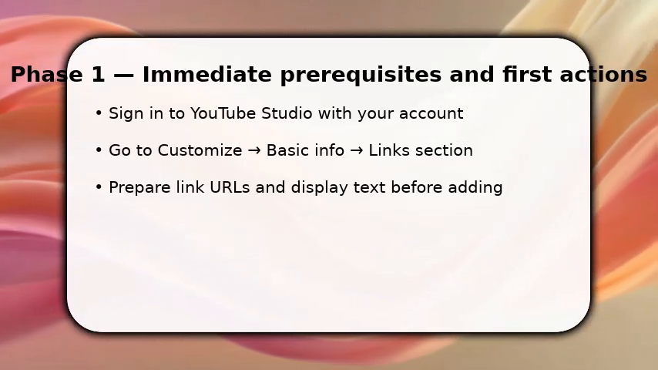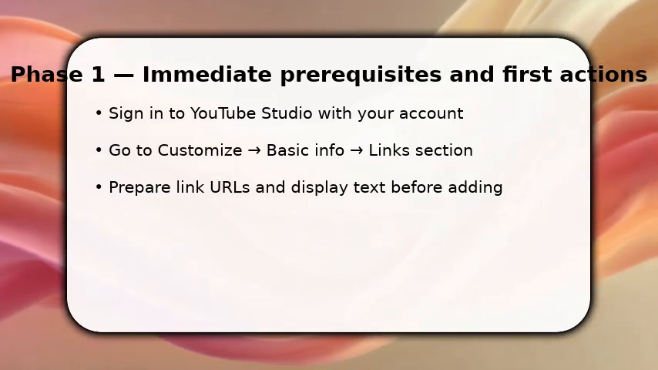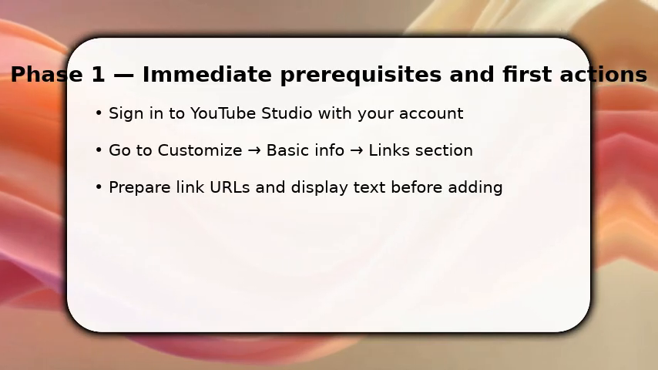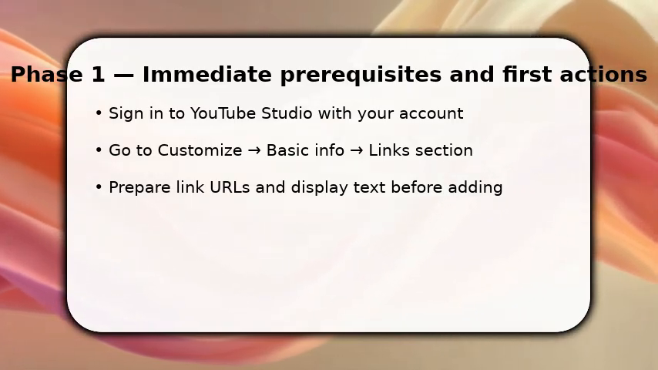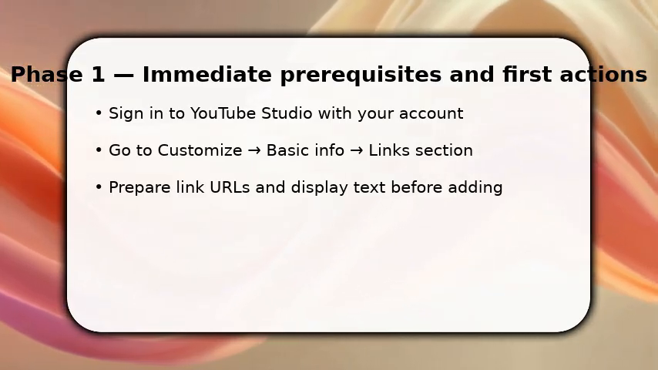You start by opening YouTube Studio and navigating to Customize, Basic Info. You need to be signed in and have channel ownership, so make sure you see the Customize button. Once there, locate the links area. This is where your external URLs live.